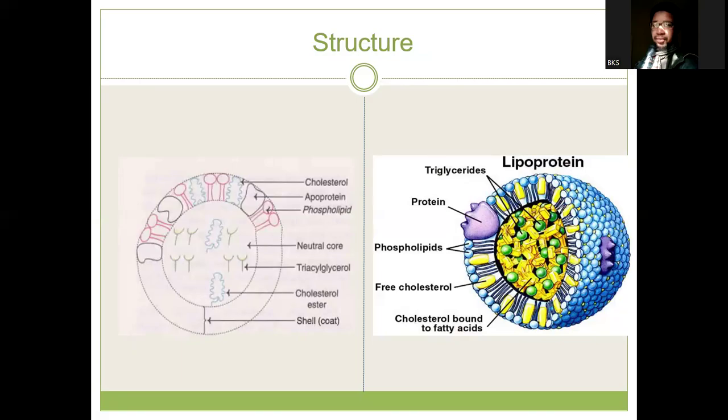Based on structure, like we said, these lipoproteins are made up of proteins and lipids. This particular protein is called apoprotein, while the lipids can be neutral lipids, phospholipids, and any other type of lipids. How is the structure formed? The structure of the lipoprotein is composed of an outer shell, which is called a coat, and an inner core.